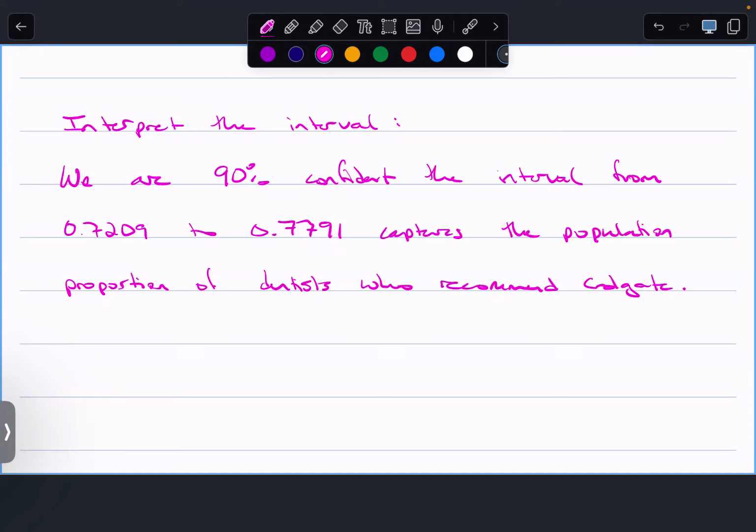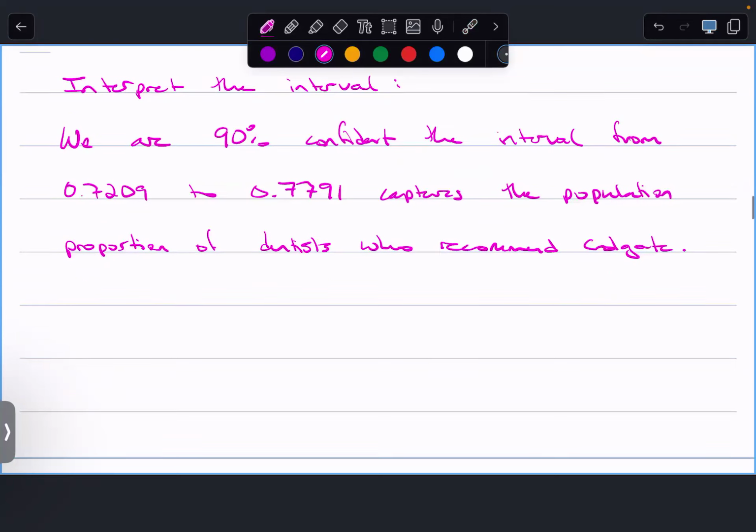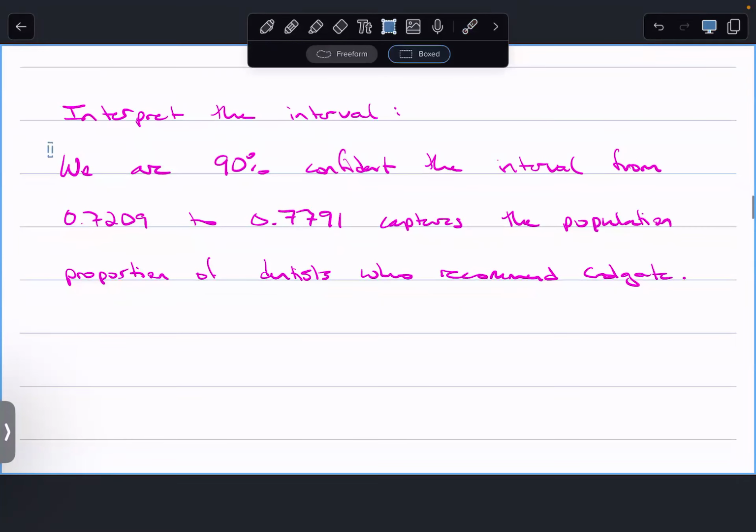Now, a lot of the time, we prefer to talk about proportions as percentages. I do want you to be really aware, if you give the proportion here, you have to say a proportion here, right? Whereas if you gave the percentage, which you're allowed to do, then you have to change your wording to be percentage, right? And so here, I'm going to copy this.